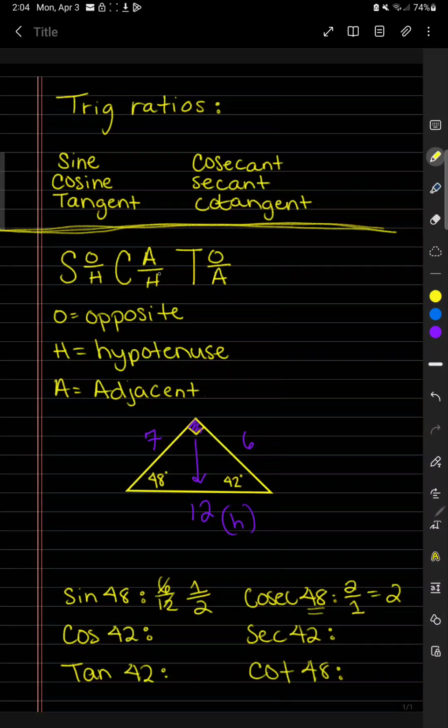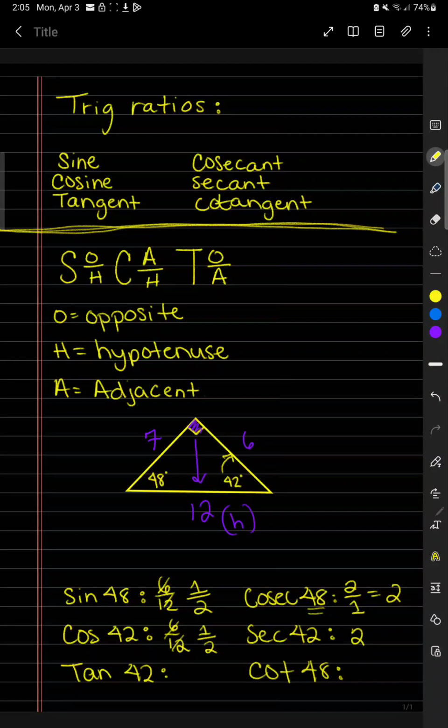Cosine of 42. Cosine is adjacent over hypotenuse. So again, my hypotenuse is 12. The number adjacent to 42 would be 6. The one across would be 7. So adjacent is 6 over 12. So it's the same thing as the one at the top. We're going to change it to 1 over 2. And secant of 42 as well is going to be 2, just like the top, because they both gave 1/2, and they're both asking for 42, cosine of 42, and secant of 42.